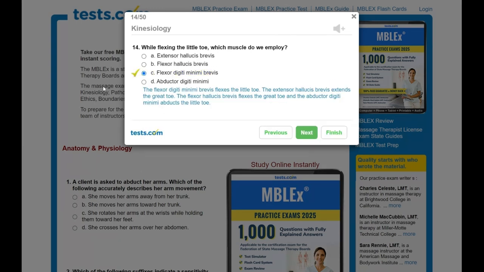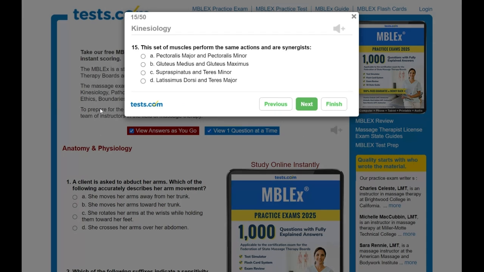C. Flexor digiti minimi brevis. The flexor digiti minimi brevis flexes the little toe. The extensor hallucis brevis extends the great toe. The flexor hallucis brevis flexes the great toe, and the abductor digiti minimi abducts the little toe.